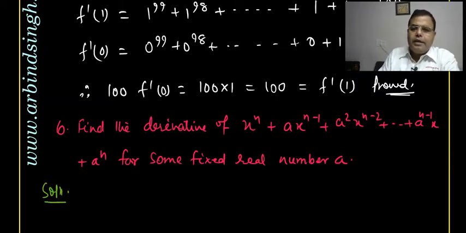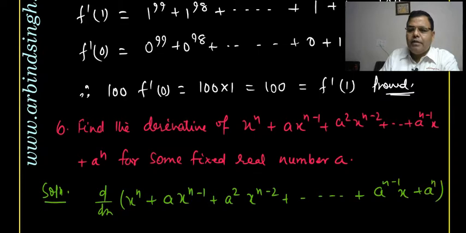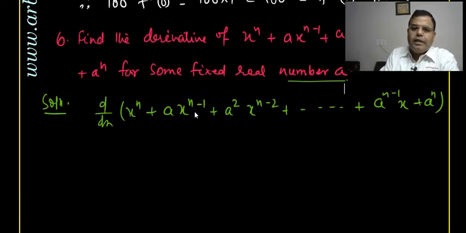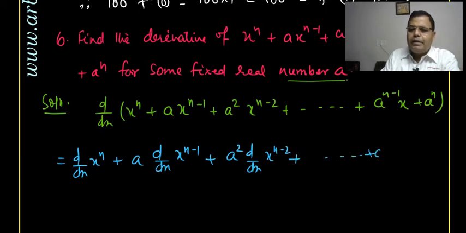So the solution is, if I find the derivative of this with respect to x. So d by dx of x to the power n plus a x to the power n minus 1 plus a square x to the power n minus 2, like this, plus a to the power n minus 1 into x plus a to the power n, where a is any real number, right? So we can take the constants outside, and we can write this like d by dx of x to the power n plus a times d by dx of x to the power n minus 1 plus a square, taken outside, times d by dx of x to the power n minus 2, like this, plus a to the power n minus 1 into d by dx of x plus d by dx of a to the power n.